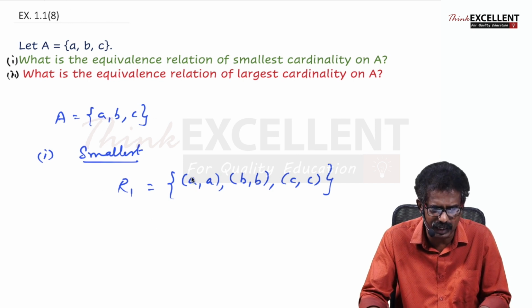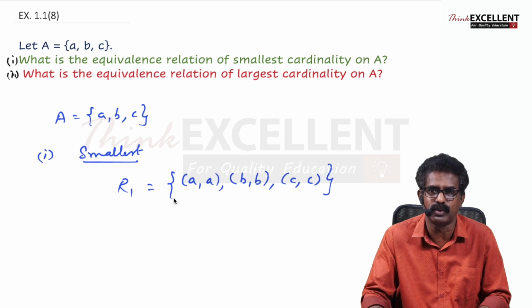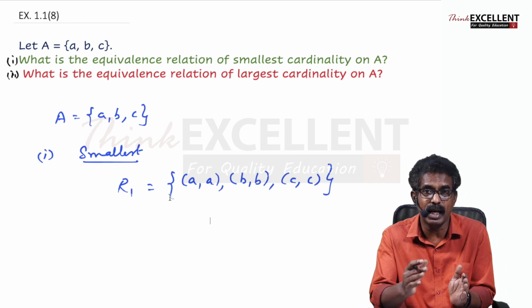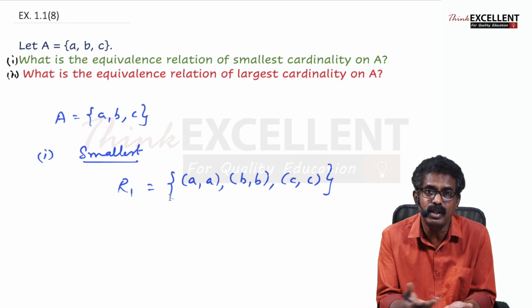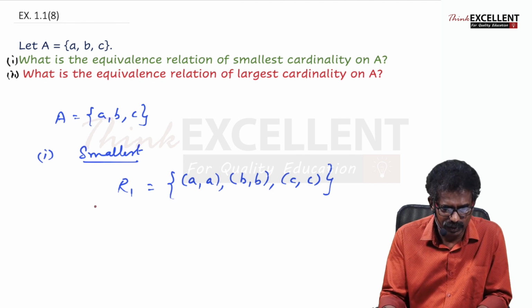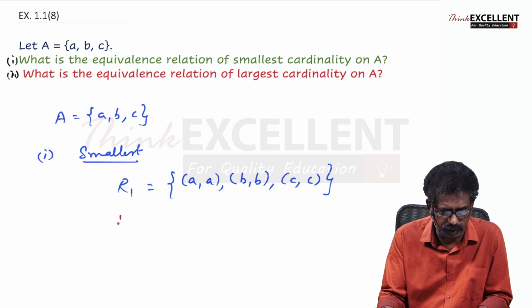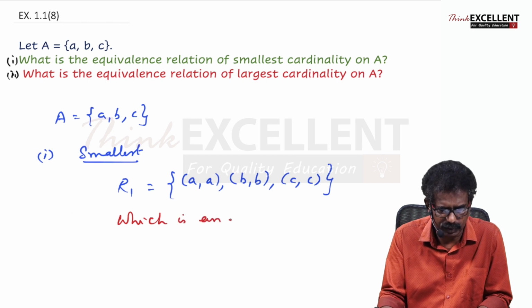Okay, so here it satisfies reflexive, symmetry and transitive. Transitive means A related to B and B related to C. If anything is there, then only you have to check it. No, it is not there. Okay, so this is the smallest one, which is an equivalence relation.